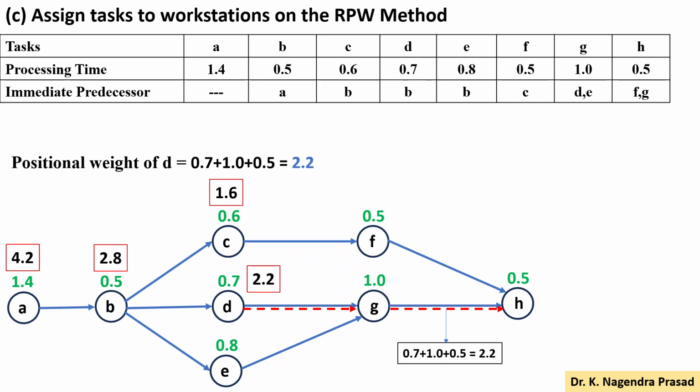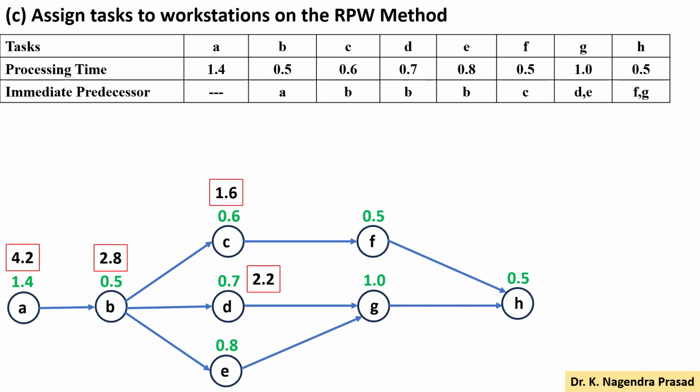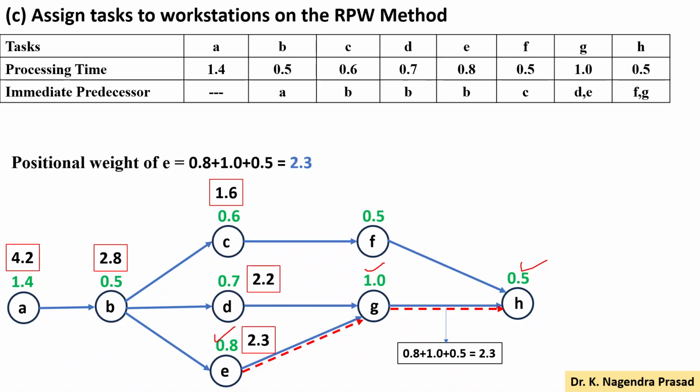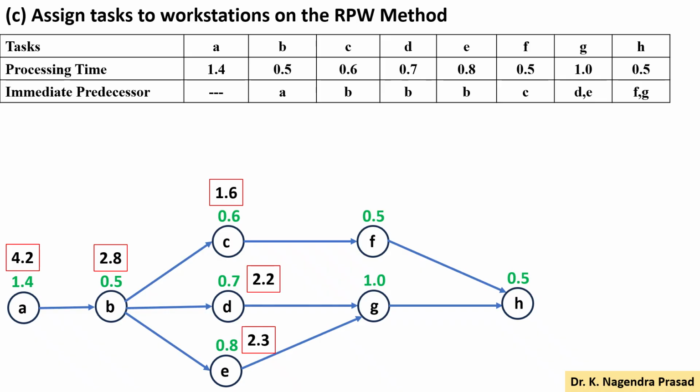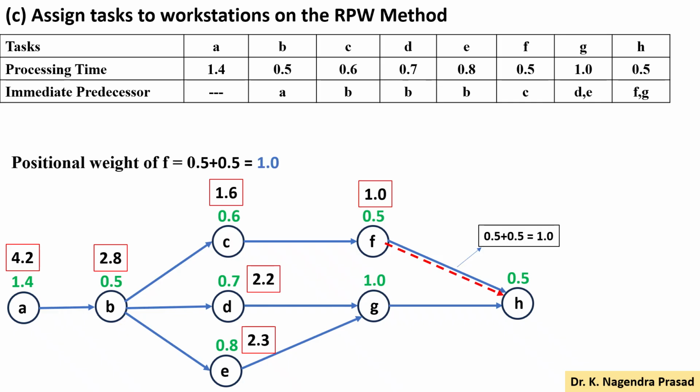Next we determine the positional weight for task E. For task E, there is only one possible path, that is E, G, H. In this path, the positional weight is 0.8 plus 1 plus 0.5, which is equal to 2.3. So the positional weight of task E is 2.3. Next we move to determine the positional weight of task F. For task F, the path is F to H. In this path, the positional weight is 1.0. So the positional weight of F is 1.0.